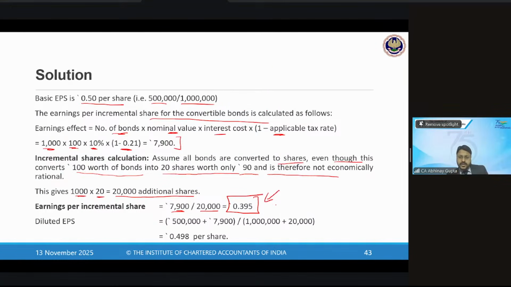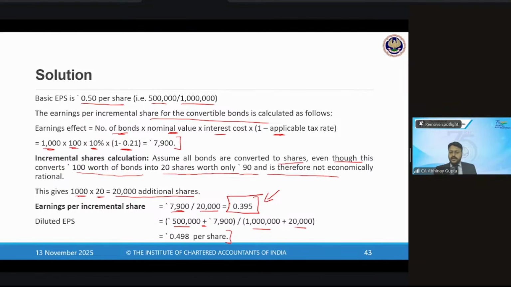So 7900 divided by 20,000, that is the adjustment in the numerator divided by the adjustment in the denominator, right? And then diluted earning per share would be 5 lakh plus 7900. Why plus? Because this was the interest which was already charged in the P&L, now getting added back, increasing the earnings attributable to the ordinary shareholders, and divide by 10 lakhs plus 20,000. So 0.498. Clear?